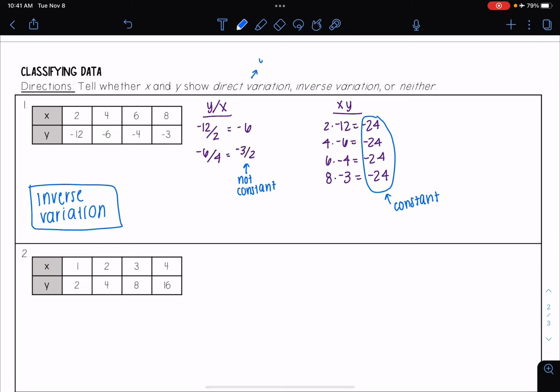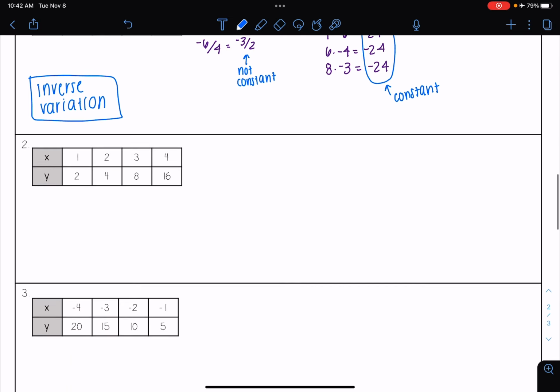Remember, for direct variation, we're looking for y over x to be constant. For inverse, we're looking for x times y to be constant. Okay, let's look at this next one.